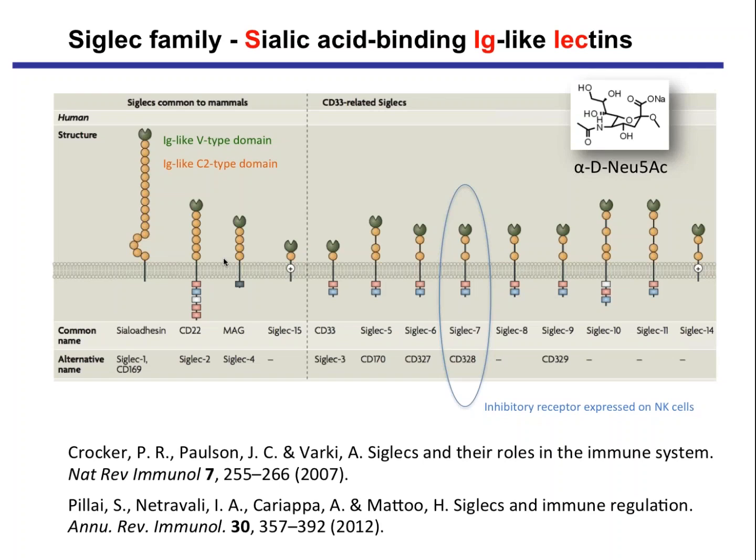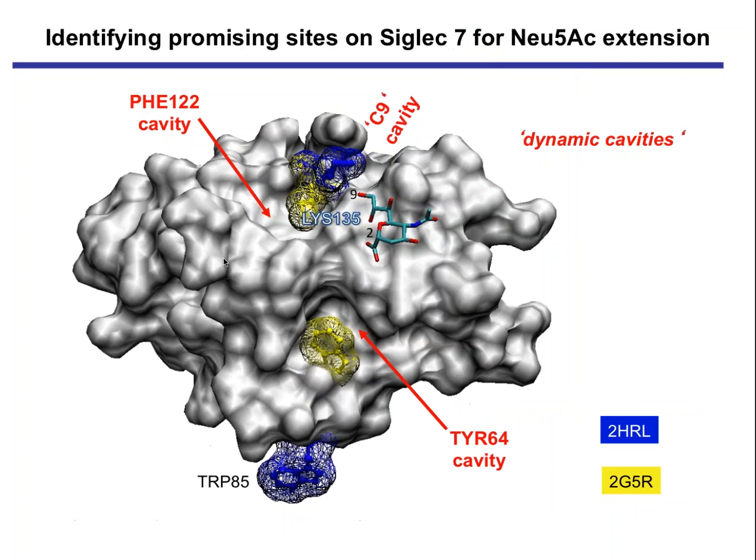Siglecs are mainly involved in the immune system, and particularly siglec-7 is an inhibitory receptor expressed on natural killer cells. So it would be very interesting to find out what these molecules do in the body. For that reason, it would also be helpful to have a chemical knockout in the form of an inhibitor, and at some stage probably it could help in cancer treatment. But siglec-7 is probably the modeler's worst nightmare.